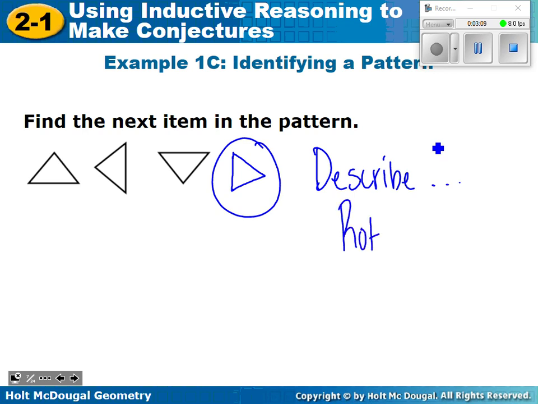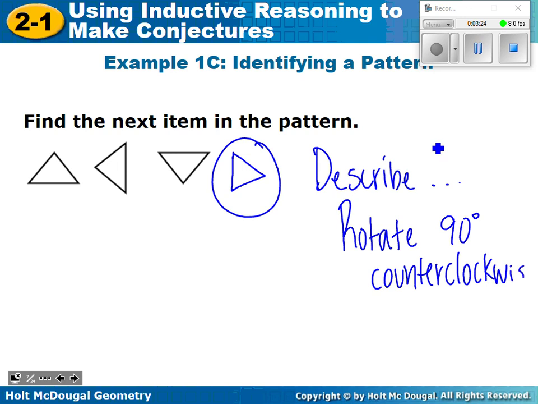Rotate is a good word. Don't use turn. Good. Don't say left or right. Use clockwise or counterclockwise. So we're going to rotate 90 degrees counterclockwise. Okay, so I'm just trying to show you some good descriptions. Please understand, if the homework just says find the next item, then all you have to do is find the next item. But if it says describe the pattern, then you have to describe the pattern. Okay? Sometimes I would warn you, it's going to say find the next 2 items. So be careful that you've read your directions carefully or you'll miss part of your points on your homework. So if it says find the next 2 items, then make sure you list both.